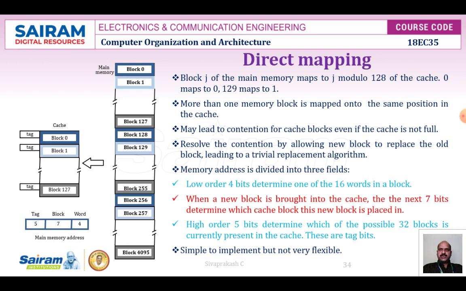As execution proceeds, the 5-bit tag field of the memory address is compared with the tag bits associated with the cache location. If they match, then the desired word is in that block of the cache. Otherwise, the block containing the required word must first be read from the memory and then loaded into the cache. In such a way it does its operation. It's simple to implement but not very flexible.